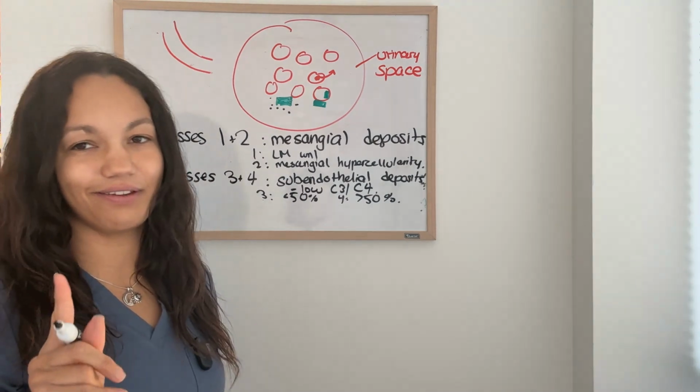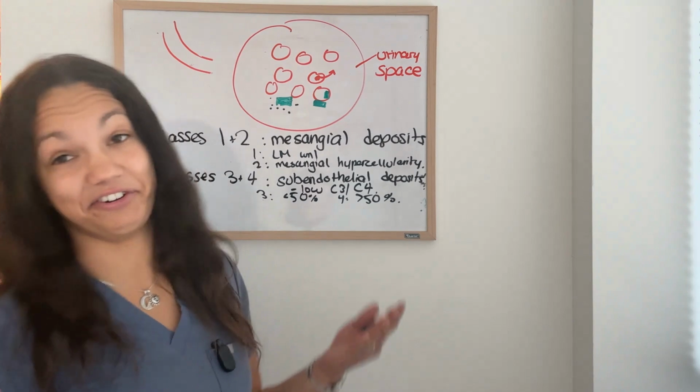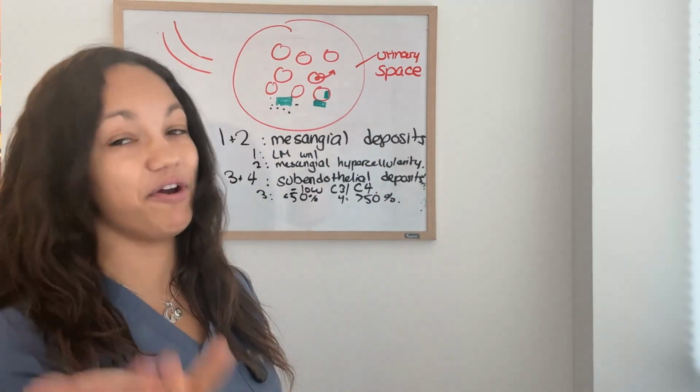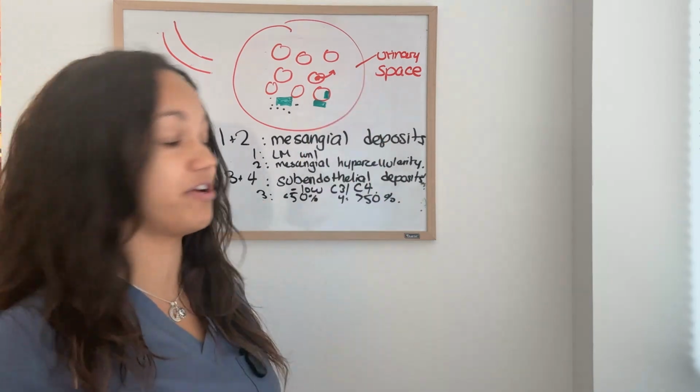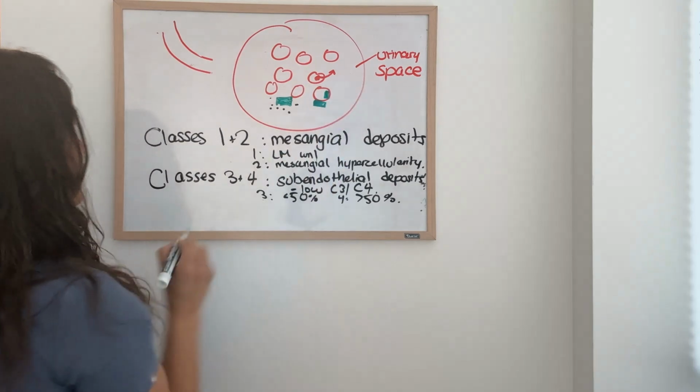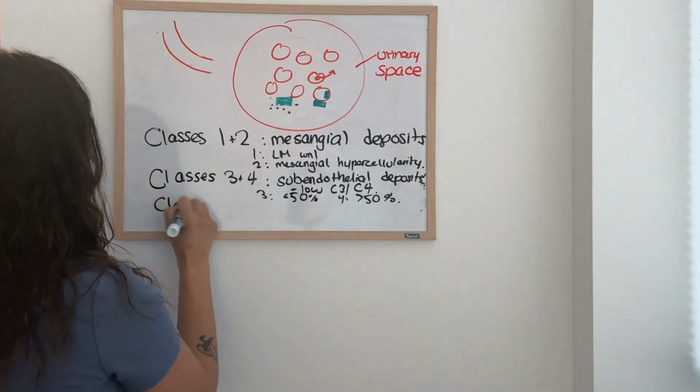Unless you're the pathologist reading it and you're like, I don't know if this person only gave me like 3 glomeruli. I don't know if like 1.5 glomeruli really counts as class 3 or class 4. So classes 3 and class 4, deposits inside the capillary. What about class 5?